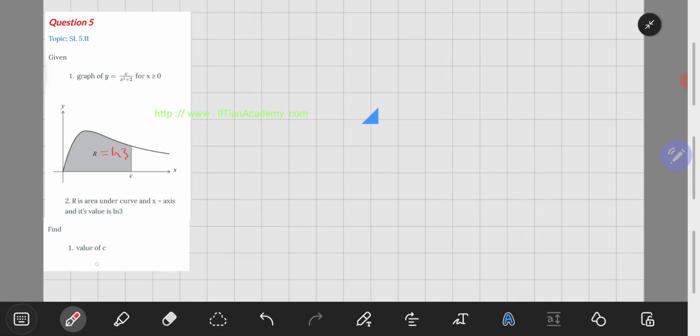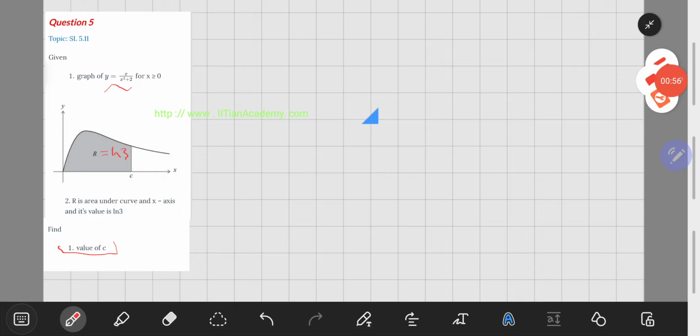And we are asked to find the value at point C. So the way we're going to solve this question is we are going to integrate our function y and evaluate for the lower and upper limits so that we can then solve for C.